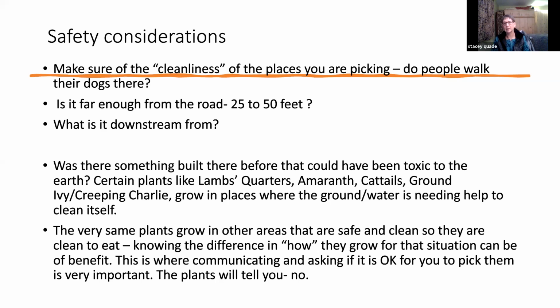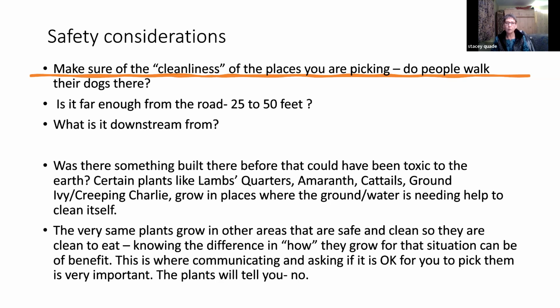There are certain plants that actually grow in places where things need to be cleaned, and they act as filters, like cattails. That's why you see them in the ditches along the sides of the roads, because they're helping to filter and purify and clean that groundwater. And they also grow in places that are very, very safe to pick them from.